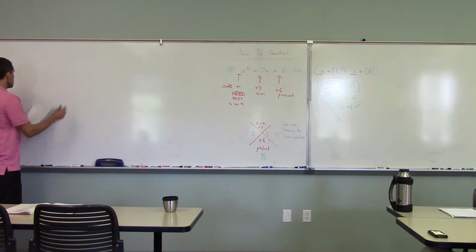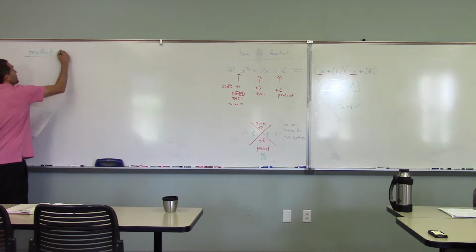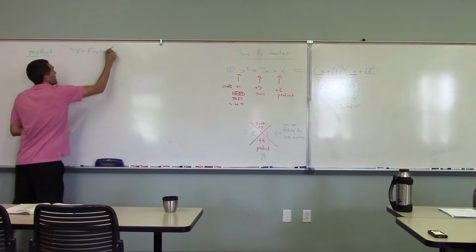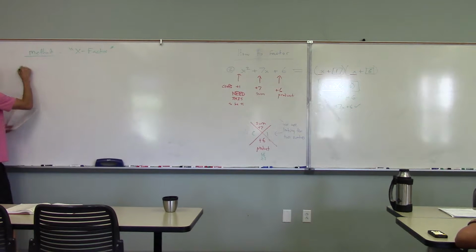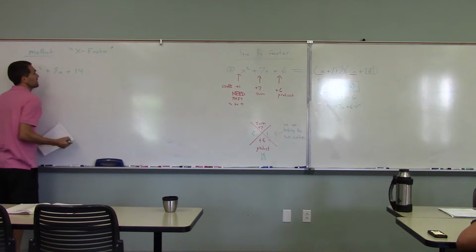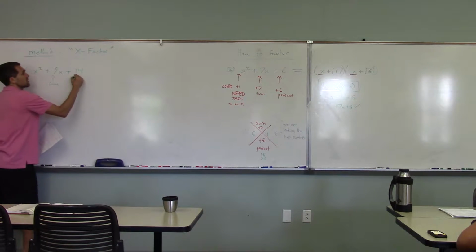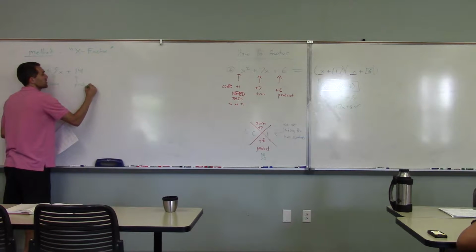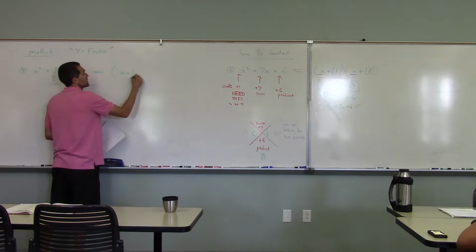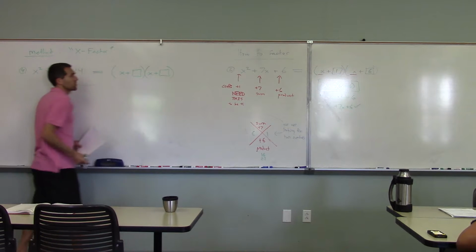Alright. So, I'll write the method and we'll do another example. I call it the X factor, just because I like giving fun names to these things. Okay, so number 4 is x squared plus 9x plus 14. Okay, so I say this is the sum. This is the product. So I know it's equal to x plus some number times x plus some number.